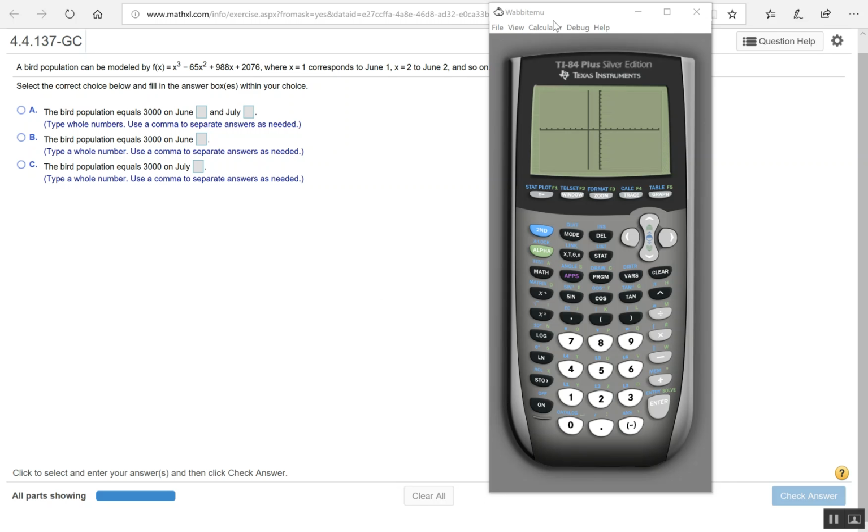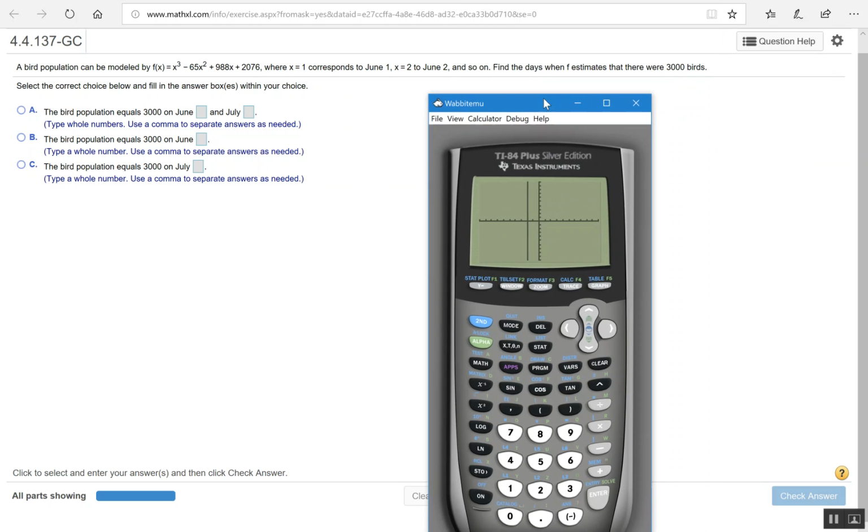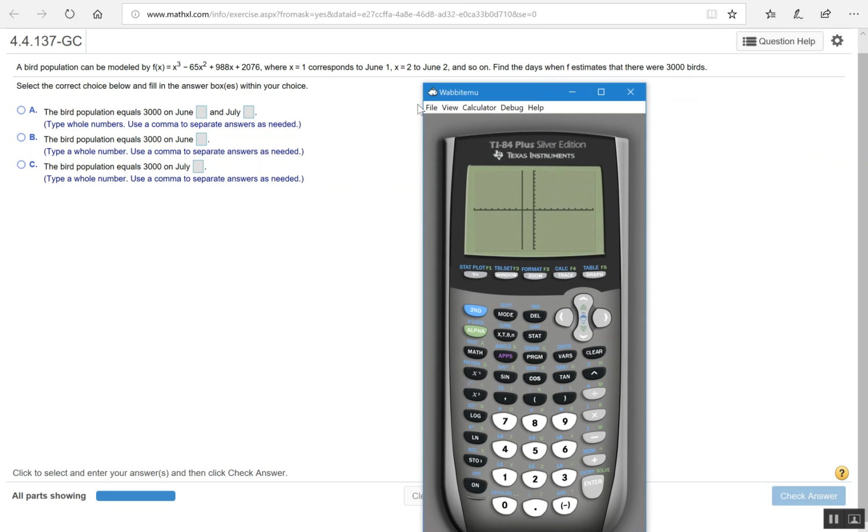Okay, so for this problem, you wanted to know how to decide on the window. Once you have your equation plugged in into y1, so I put in x cubed minus 65x squared plus 988x plus 2076, you have to decide what your x means and what your y means. The input x means days since June 1st, and your output y means number of birds.